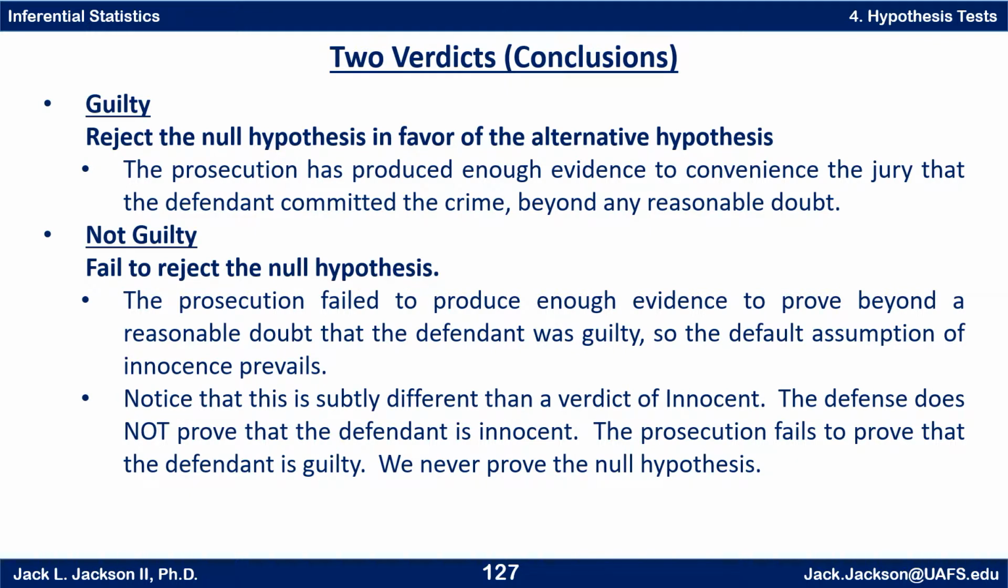So in a trial, there are two outcomes. The verdict can be either guilty or not guilty. The guilty verdict is like rejecting the null hypothesis in favor of the alternative hypothesis. The prosecution has provided enough evidence to convince the jury that the defendant committed the crime beyond any reasonable doubt. A not guilty verdict is a fail to reject the null hypothesis. The prosecution failed to produce enough evidence to show beyond a reasonable doubt that the defendant was guilty, so the default assumption of innocent prevails.